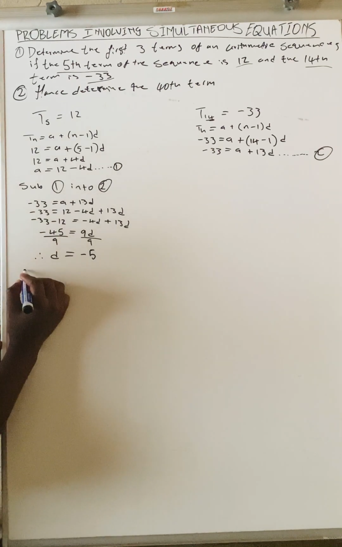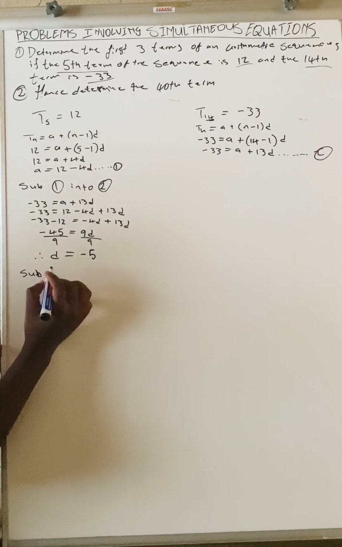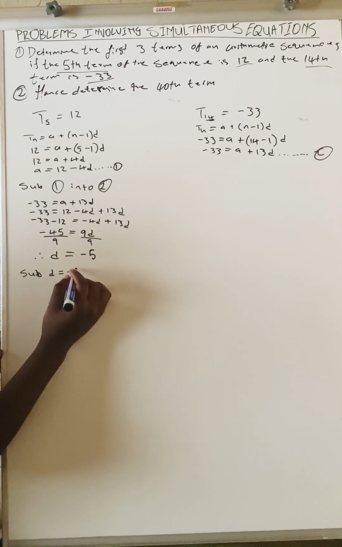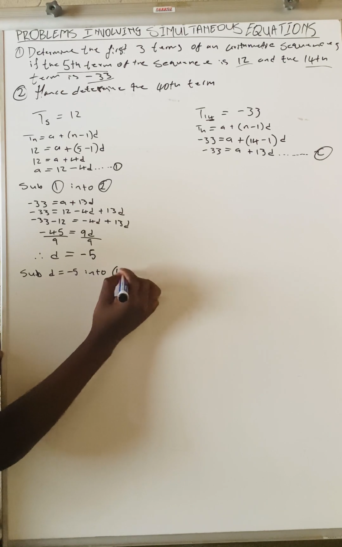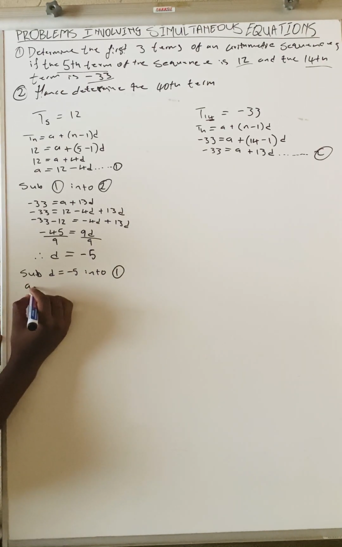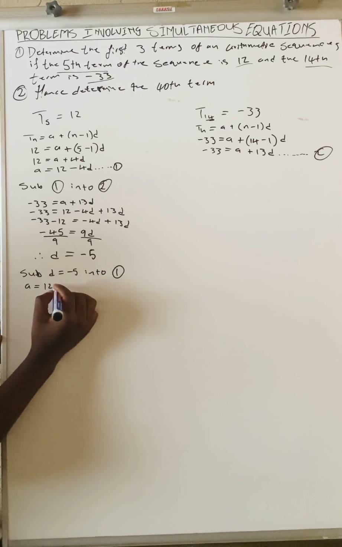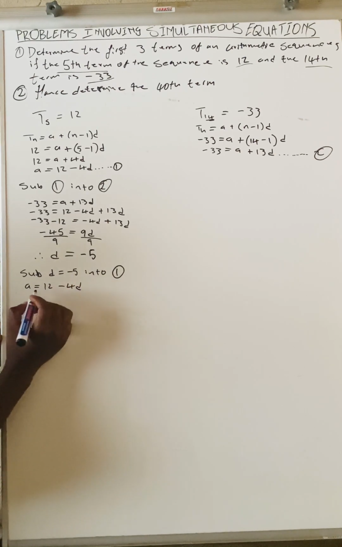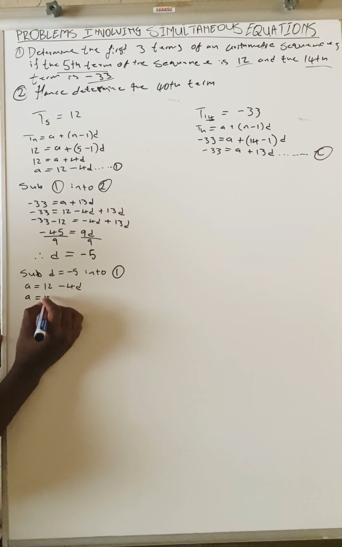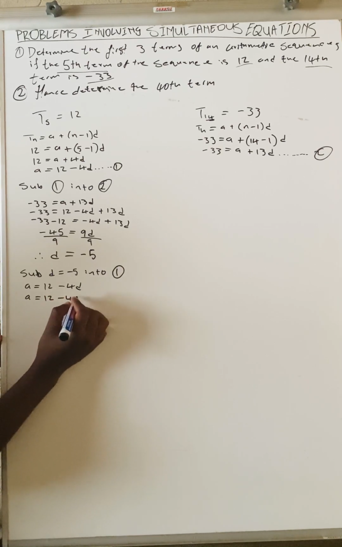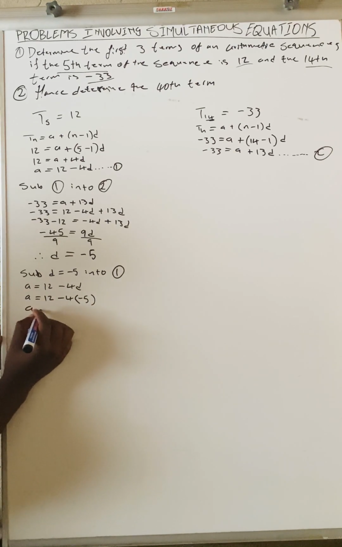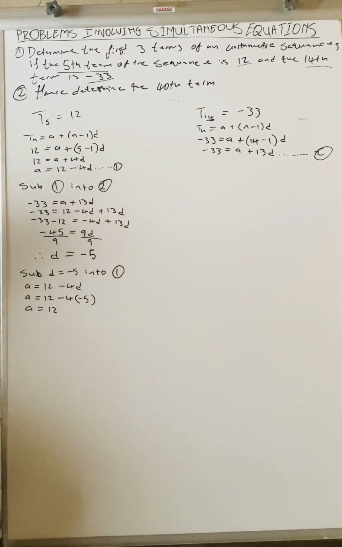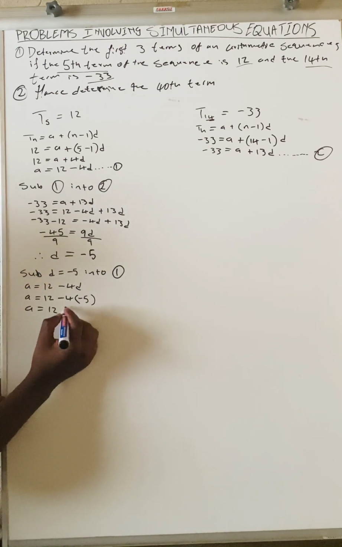Then from here you substitute D is equal to negative 5 into equation 1. You say A is equal to 12 minus 4D. Then A is equal to 12 minus 4, into brackets negative 5. A is equal to 12 minus 4 times negative 5, you will get what?